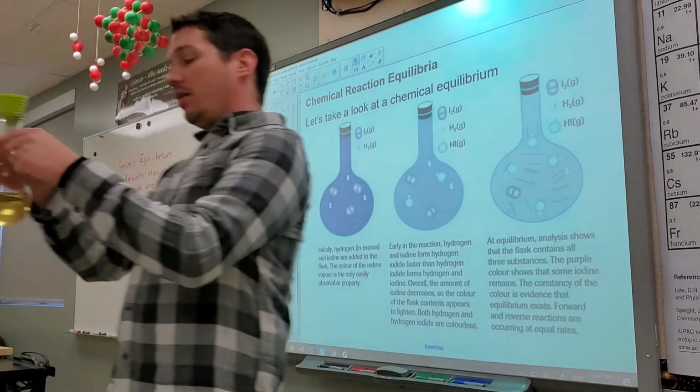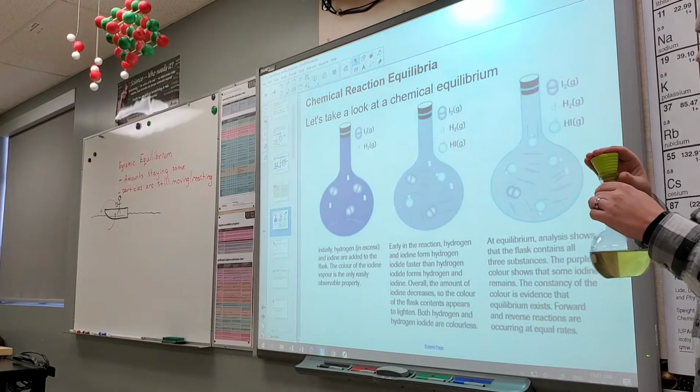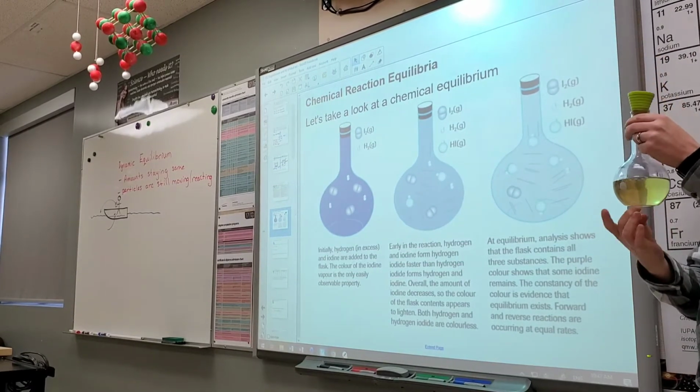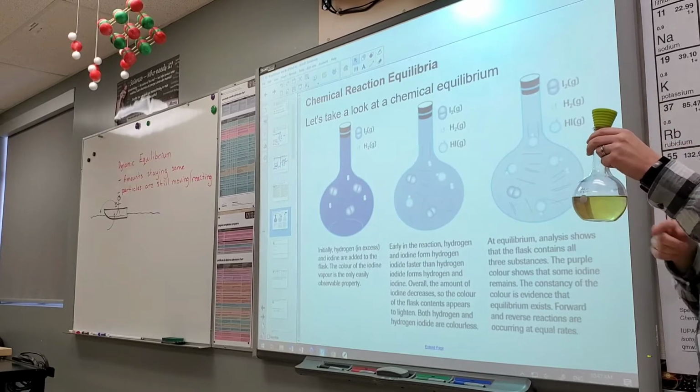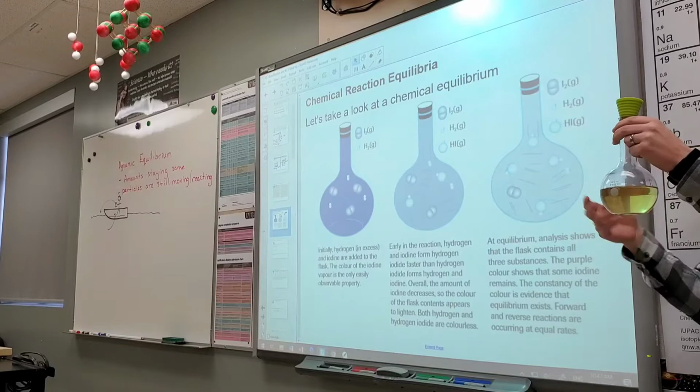Now, my bottle, I stole from somebody. I can't remember whose group I stole it from. I think it was Isaac's group. But your bottle didn't look like this. This bottle's been sitting around for so long that it started to decompose and turn into some gross yellow product, okay?